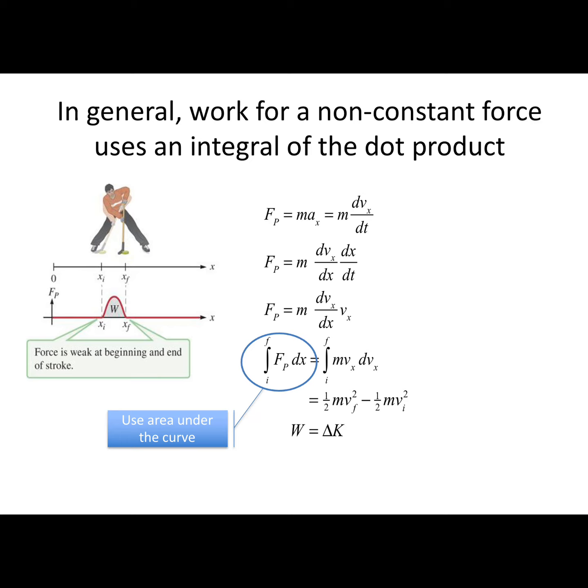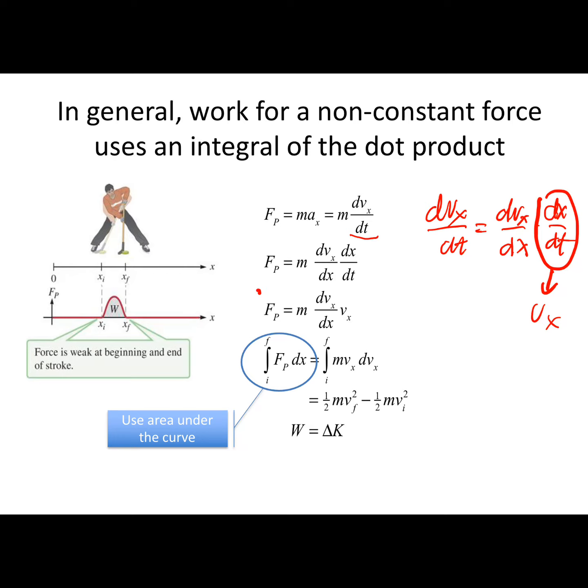Now we can derive this more generally, even if the force is not constant. So we have Newton's second law, F equals m times acceleration. Now acceleration is the derivative of velocity over t. So we use the chain rule: dvx/dt is dvx/dx times dx/dt. Now dx/dt, on the other hand, gives you vx. So you have force is m vx dvx/dx.